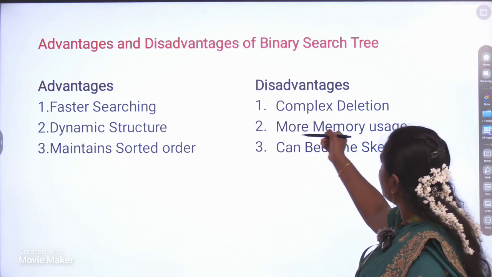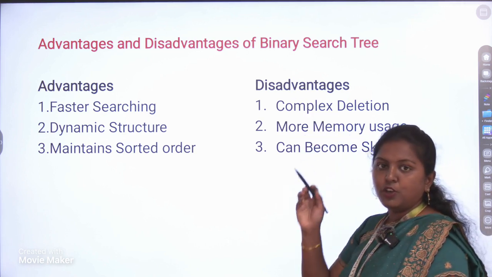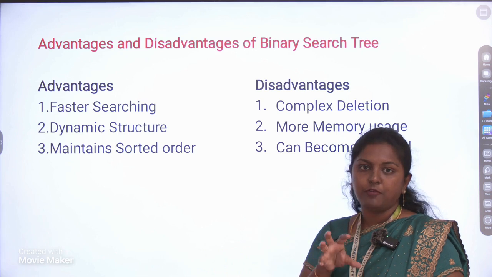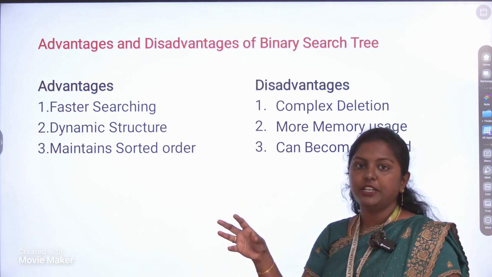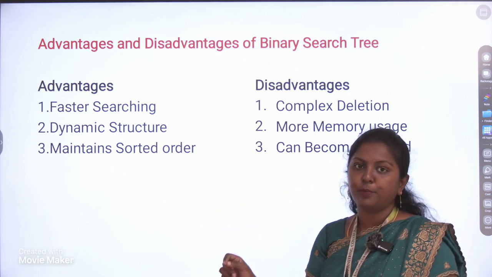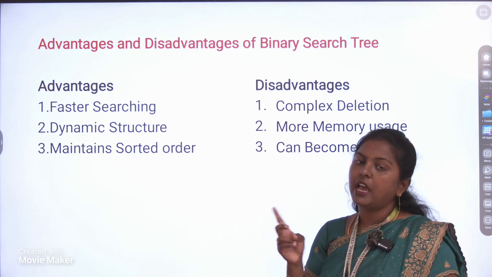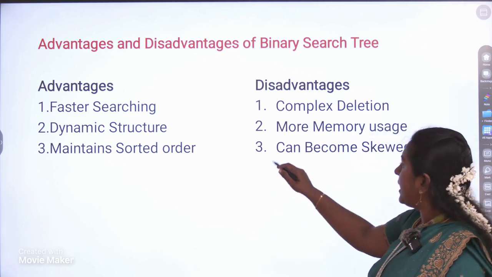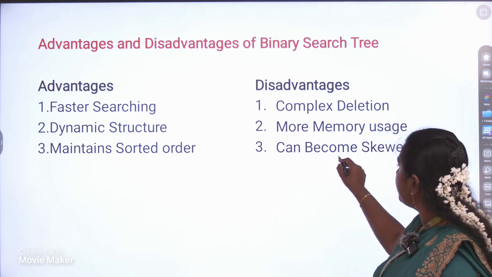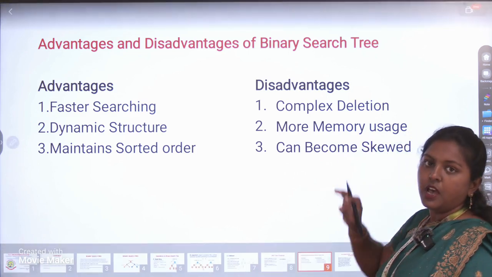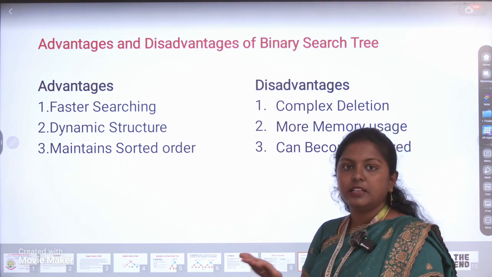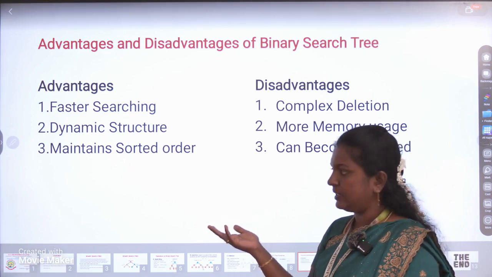Then the second one is more memory usage. As you all know, we have a left subtree and a right subtree. So there are 2 pointers here, one pointing to the left subtree and another pointing to the right subtree, so more memory is needed. And the third thing is that it can become skewed, meaning like a linked list, it is not balanced. Since it is not balanced, it can easily become skewed.